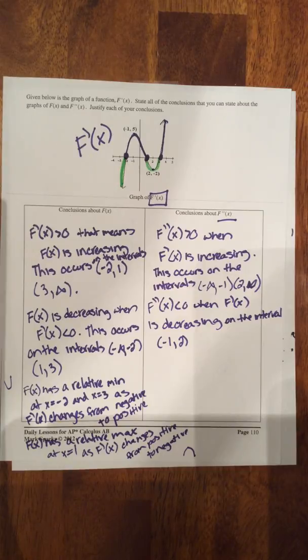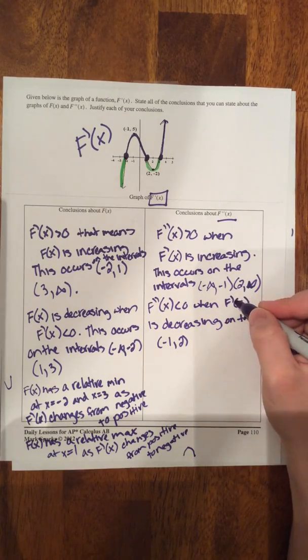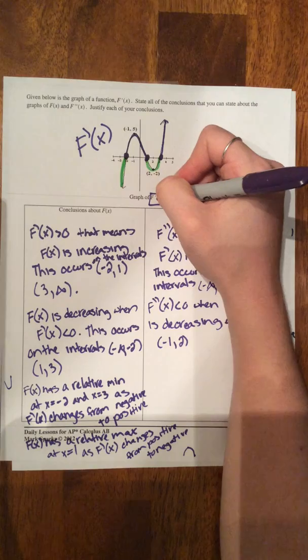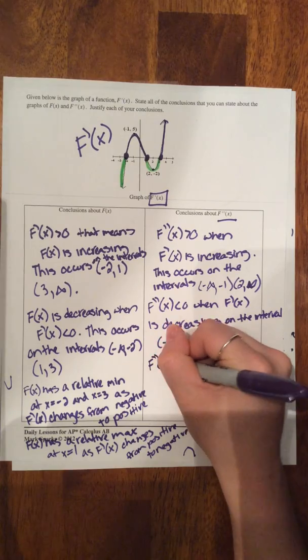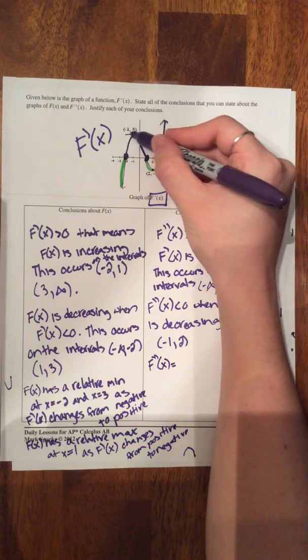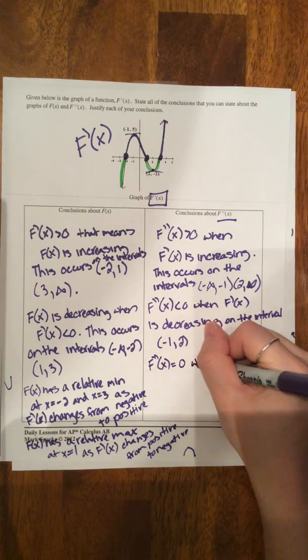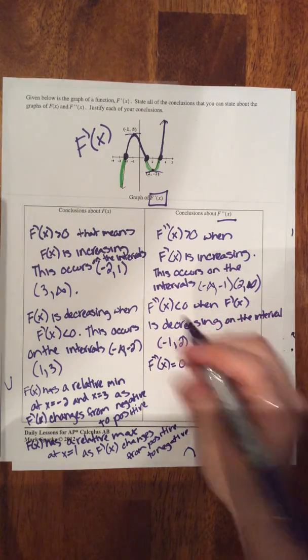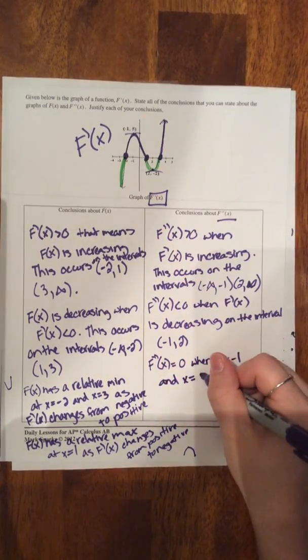I could figure out when f double prime is equal to 0. And so what I would do here, I would say f double prime is equal to 0, and then I could figure out when f prime changes from increasing to decreasing. So f double prime of x. Do you see how it has a horizontal tangent right here and right here? So f double prime of x equals 0 when x equals negative 1 and x equals 2.